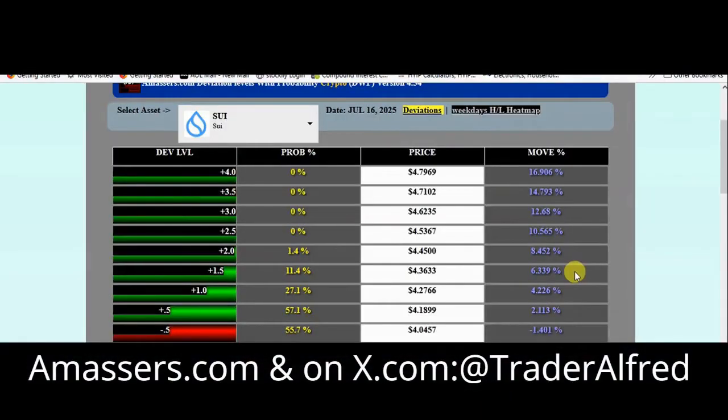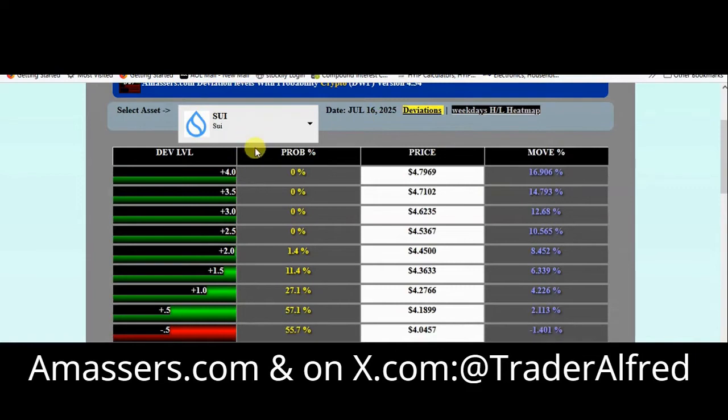Okay guys, let's jump right into it. This section, I'm going to be talking about deviation levels. This is at the top of our screener, and I'm going to show you a really simple but efficient way to use these deviation levels, or how I use them to put together a trade.